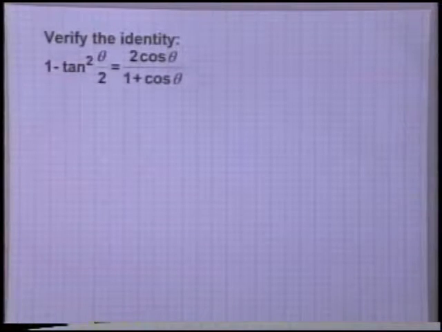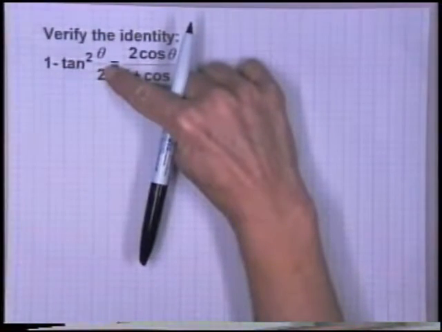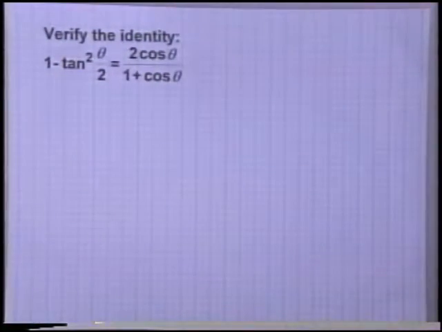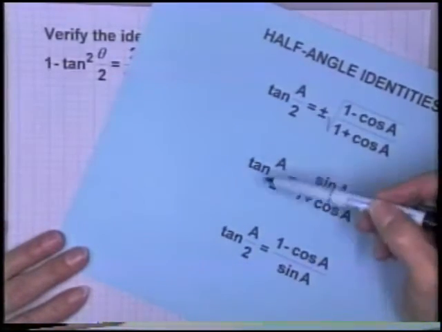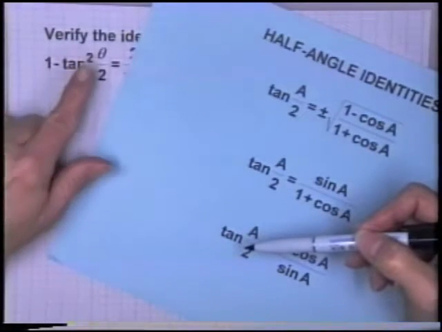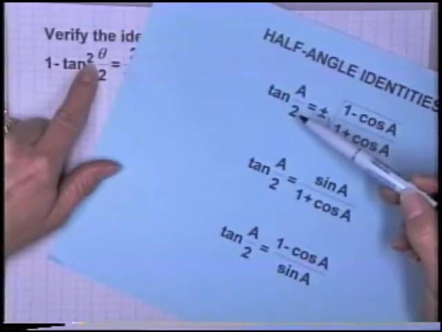I'm to verify the identity 1 minus tangent squared theta over 2 equals 2 cosine theta over 1 plus cosine theta. Now the thing that draws my attention in this one is this theta over 2 thing right here. Now, we haven't done a lot with this tangent of theta over 2, so let me slide this thing up here. And let's look, I've got 3 choices here for tangent theta over 2. Notice in my problem, I'm wanting to do what? I'm wanting to square that.